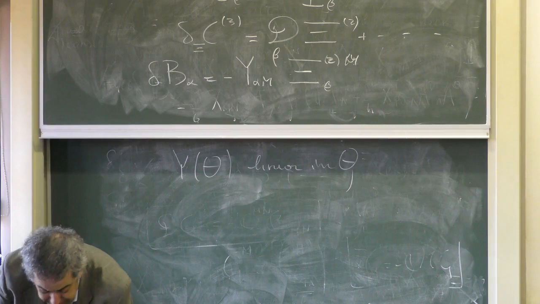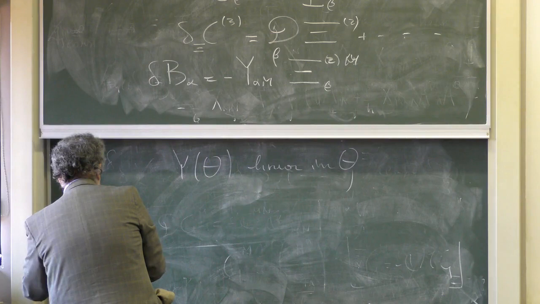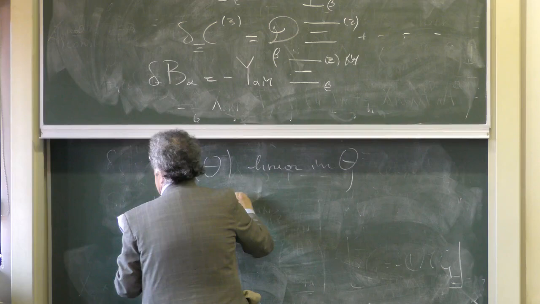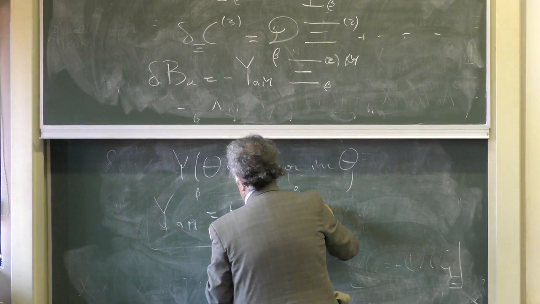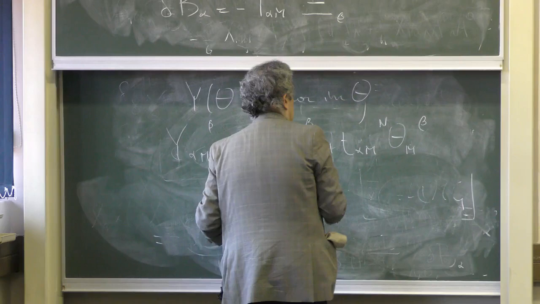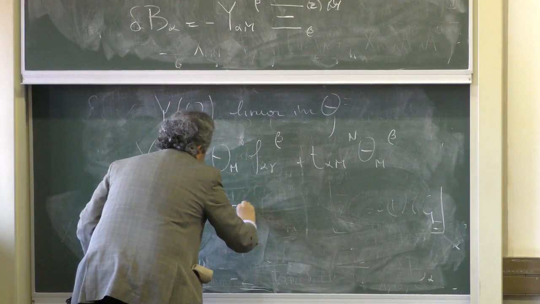Okay. So it's in the same representation. In particular, you can verify that Y alpha beta is equal to theta M gamma F alpha gamma beta plus T alpha M N theta N beta. Okay? And you can easily verify that Z P alpha Y alpha M beta is equal to Z. Check. Using the quadratic constraint, you find the quadratic constraint. Okay?